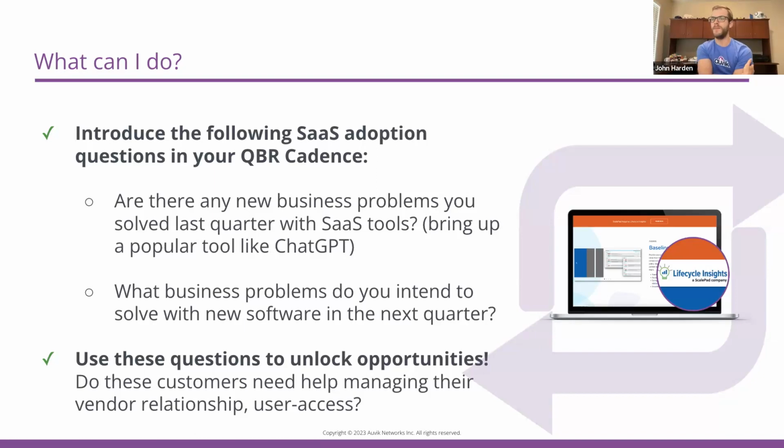You can help unlock a project with them where they didn't know that you could help with SaaS procurement, or they didn't even know that you would be able to help here. They just assumed they had to do it on their own. So adding those two questions is really easy.